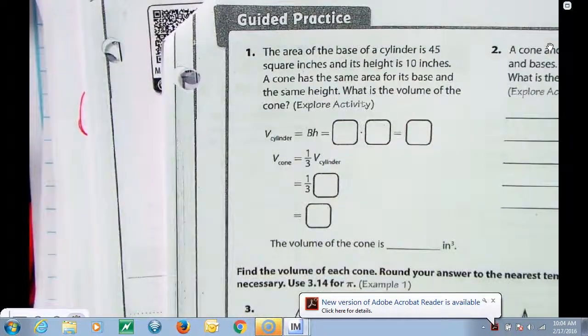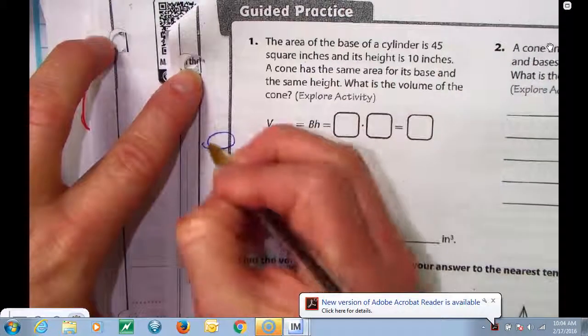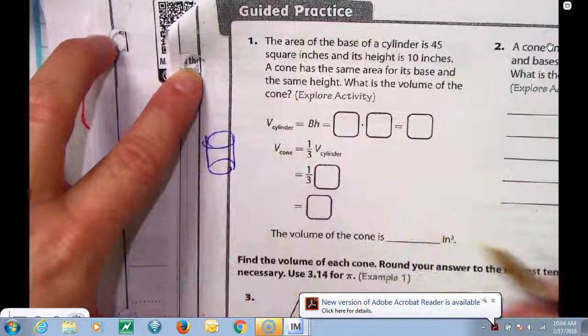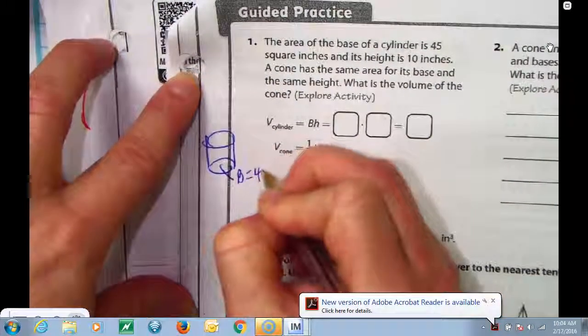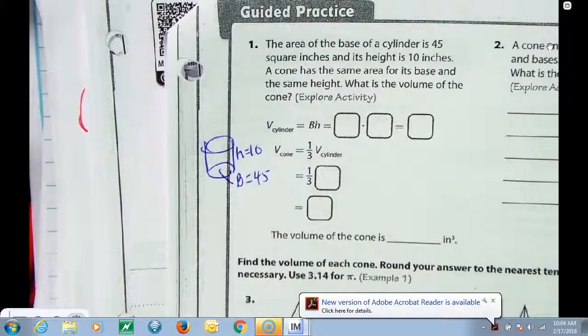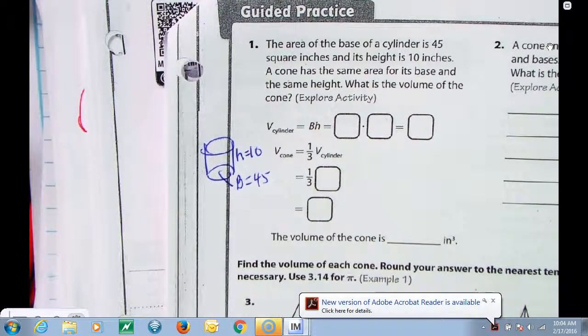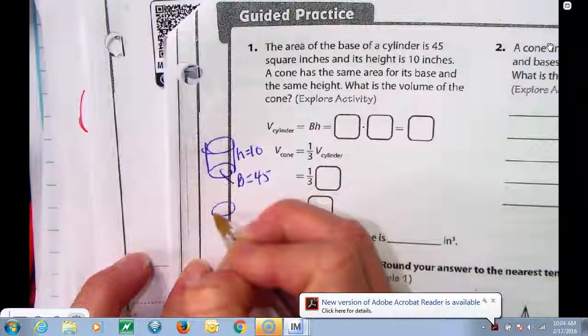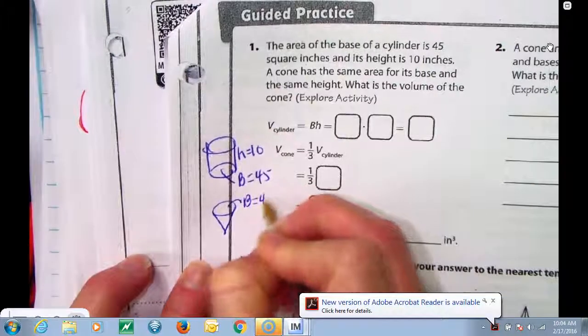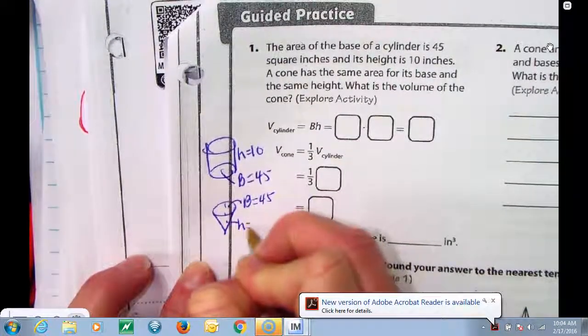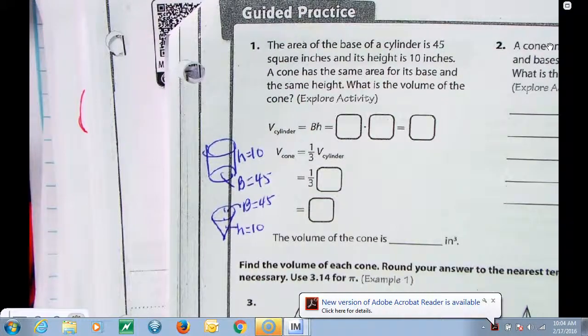Number 1: the area of the base of a cylinder. I like pictures. So the area of the base is 45, the height is 10, of a cylinder. A cone has the same area of the base, and the height is 10. Same height, same base. What is the volume of the cone?